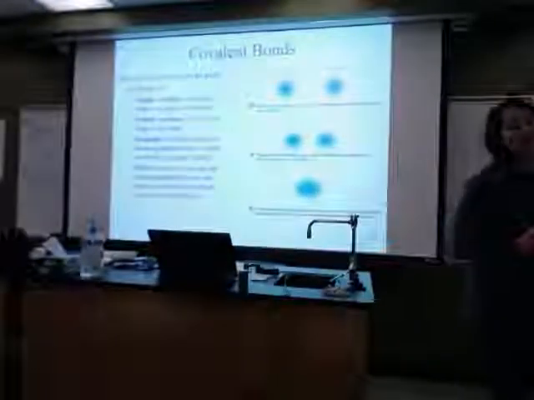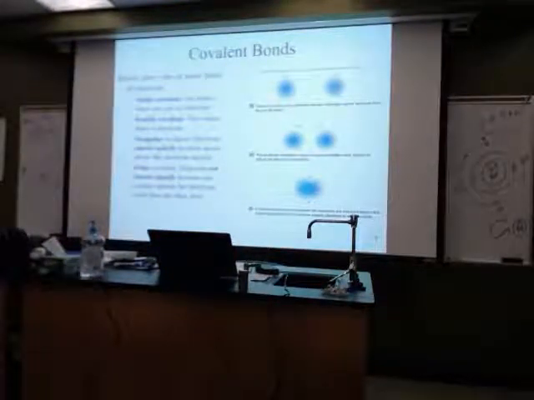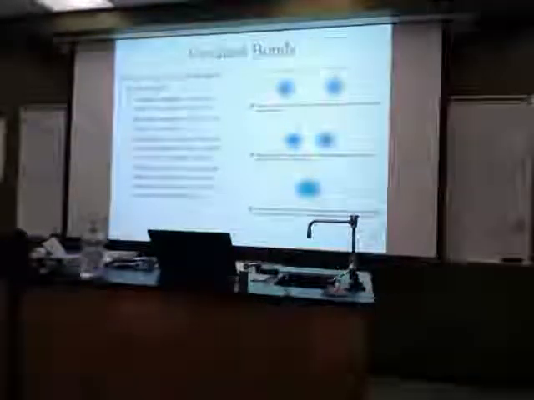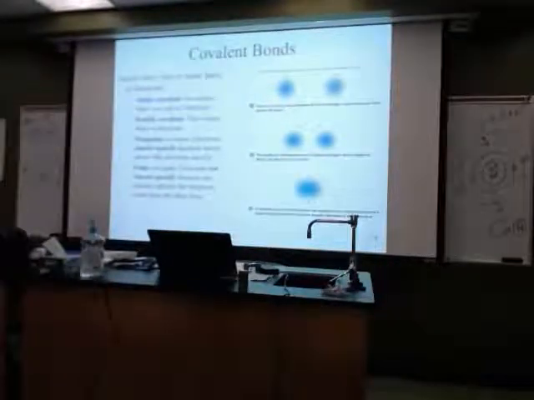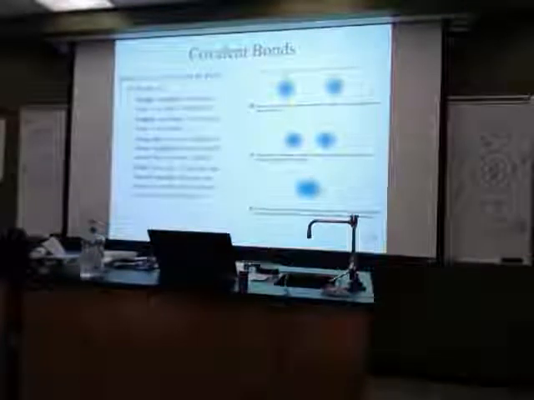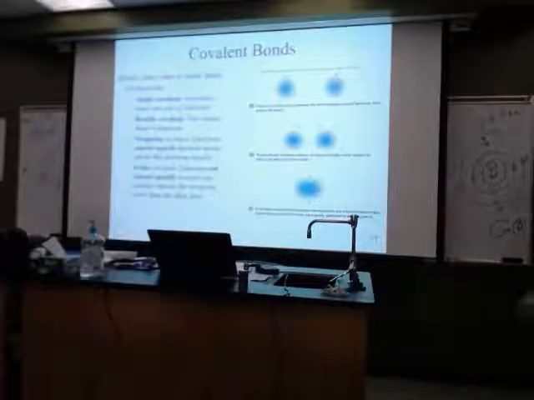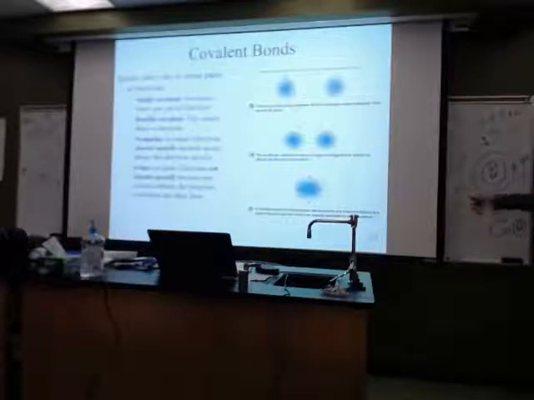Now, what we're going to find is that when these elements combine, they are going to create a bond. One of the types of bonds is covalent, where they share their electrons, like the carbon and the hydrogen right here. They're sharing the electrons equally around each element.